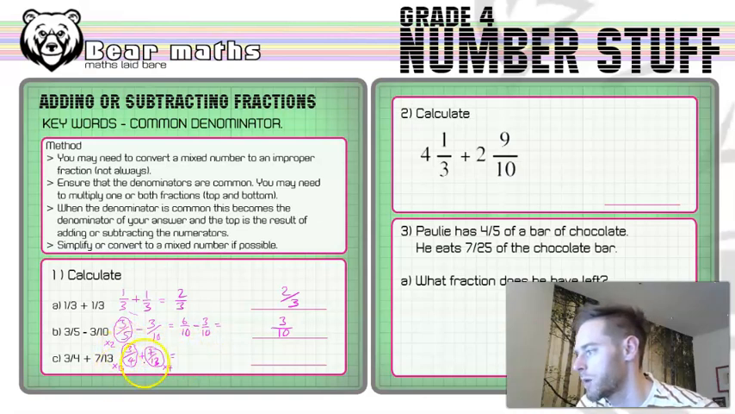So 3 multiplies by 13 to make 39, and then 4 multiplies by 13 to make 52. I think. Yes, that's correct. And then plus 7 multiplies by 4 to make 28. And then 13 multiplies by 4 to make the 52. Now we've got the same bottom number. Now the answer is going to be out of 52. Okay, and 39 plus 28 is 67.